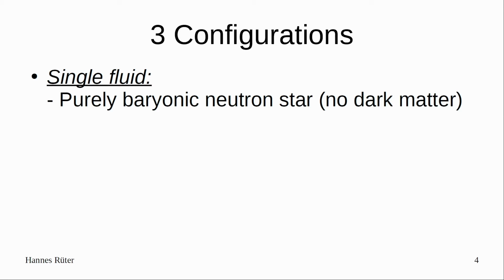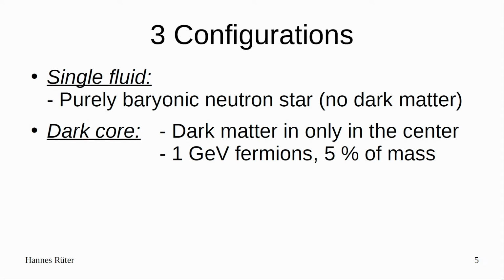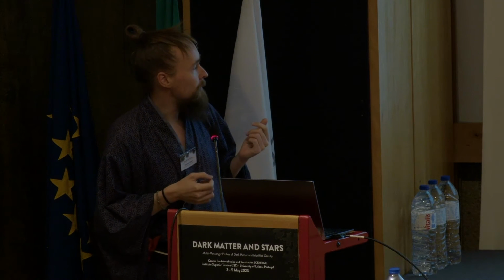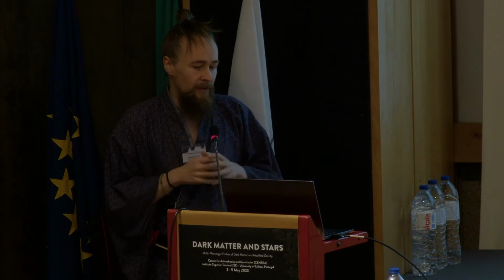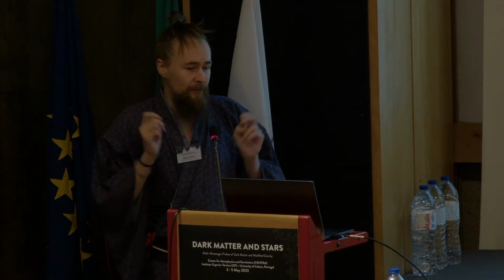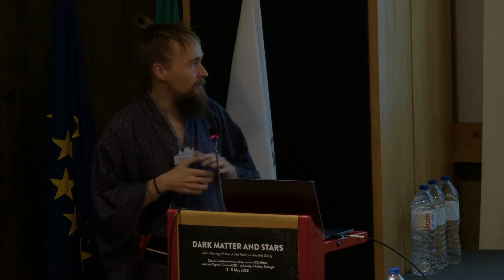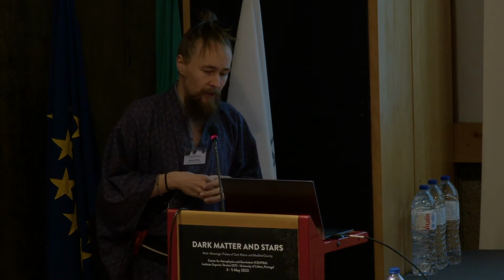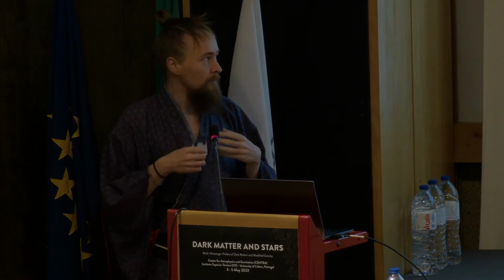And in this talk, I will basically show you some results for three distinct configurations. One configuration is the single fluid configuration, where we have just a purely baryonic neutron star, so no dark matter at all. The second configuration is what we call the dark core configuration. So in this configuration, the dark matter is only confined to the core of the neutron star, and for this case we use the equation of state for the dark matter that corresponds to an ideal Fermi gas of particles with 1 GeV, and in this case we use 5% of the mass for the dark matter.